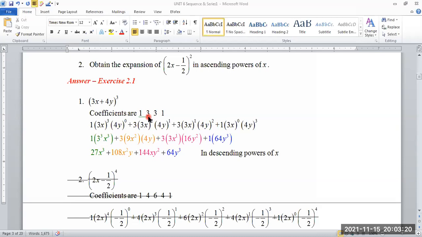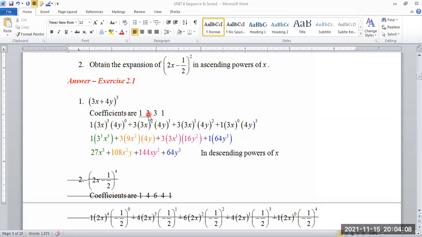All right? And now, when A descends, B ascends. Which one is A? 3x. And which one is B? The 4y. Very good. All right, so let's go. A is 3x, so I'm going to have 3x raised to the maximum power, which is 3. And this 4y is raised to the 0 power, because when I add my powers, I'm supposed to get back the overall power here. I've finished with the first term.